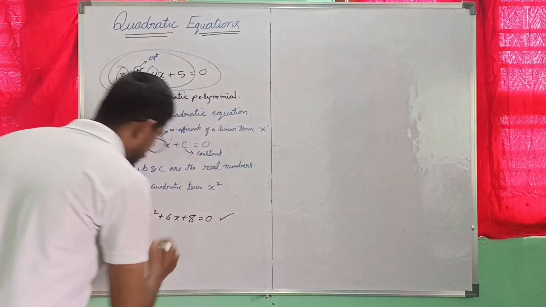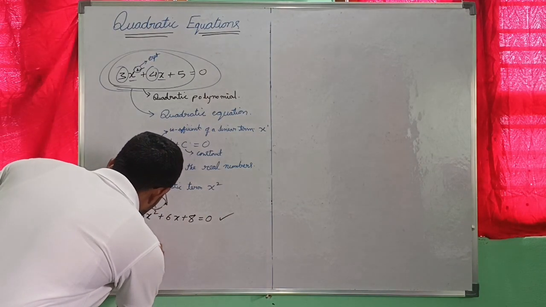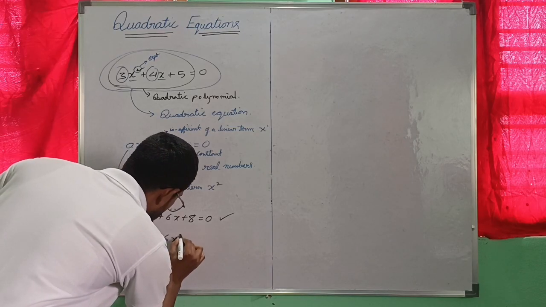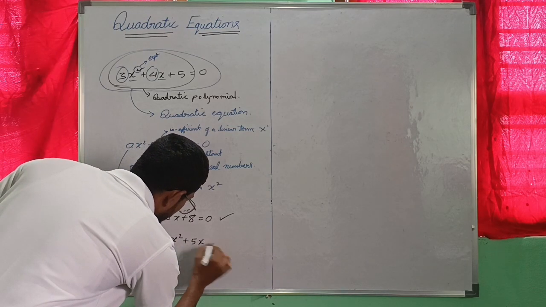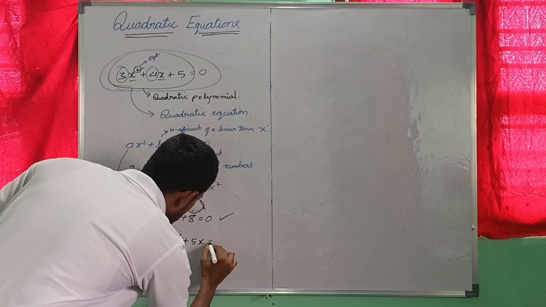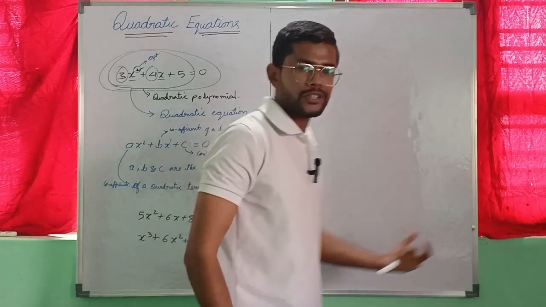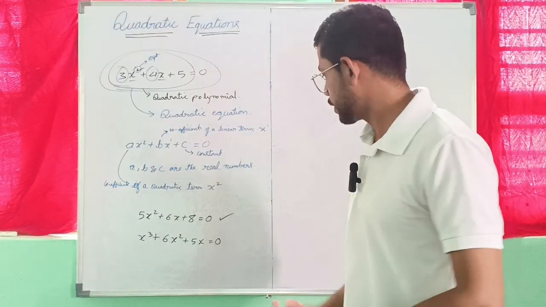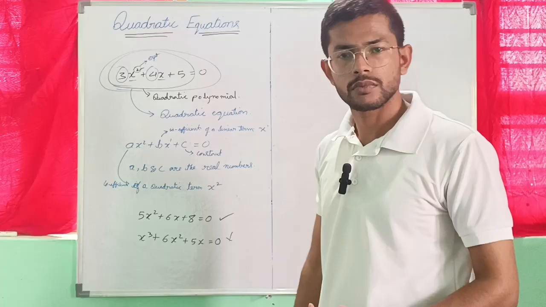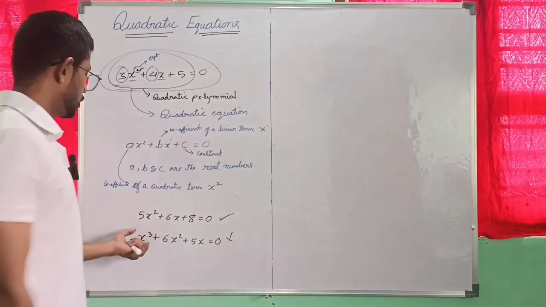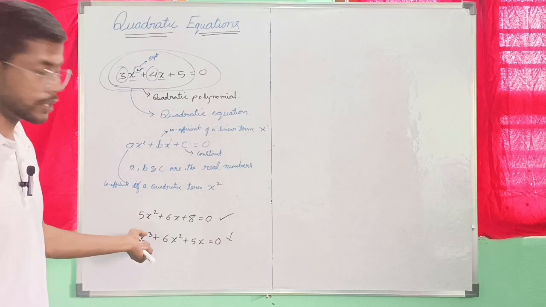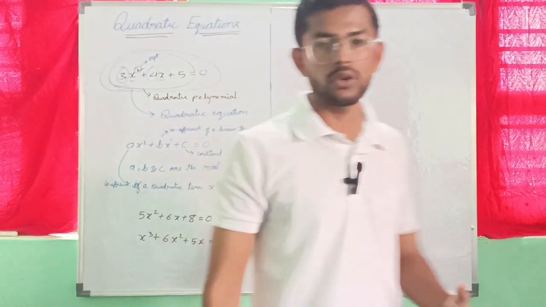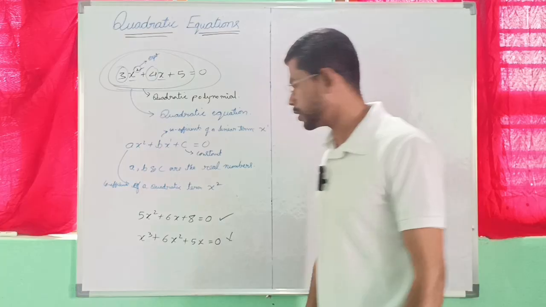Tell me, x cubed plus 6x squared plus 5x equals 0. Is this a quadratic equation? No, it is not a quadratic equation, because the highest degree of the variable in the equation is 3. So it is not a quadratic equation.